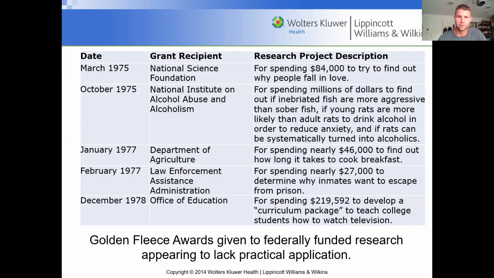So here's some of the things that are kind of funny. There's a lot of them out there, and we may during our discussions go through some of these. These are the Golden Fleece Awards, given to federally funded research appearing to lack practical application. In March 1975, the National Science Foundation gave a grant for spending 84,000 trying to find out why people fall in love, right?